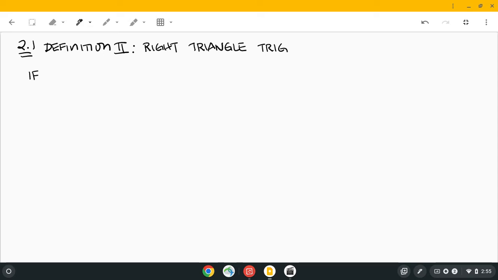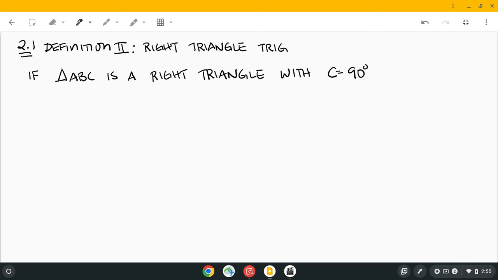So this definition states that if triangle ABC is a right triangle with C equal to 90 degrees, right triangle, okay, then the six trig functions are defined as follows.